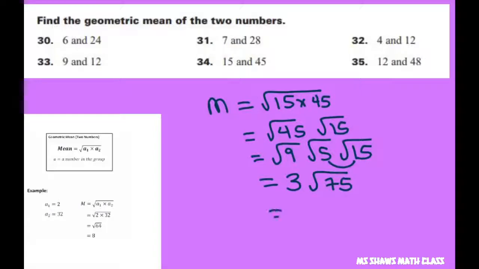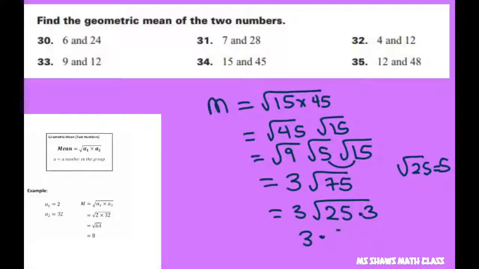And also, the square root of 75 can be broken down as 25 times 3. So I can take the square root of 25, which equals 5. I can bring that out and write 3 times 5, and I have to leave the square root of 3 inside. So my final answer is going to be 15 times the square root of 3.